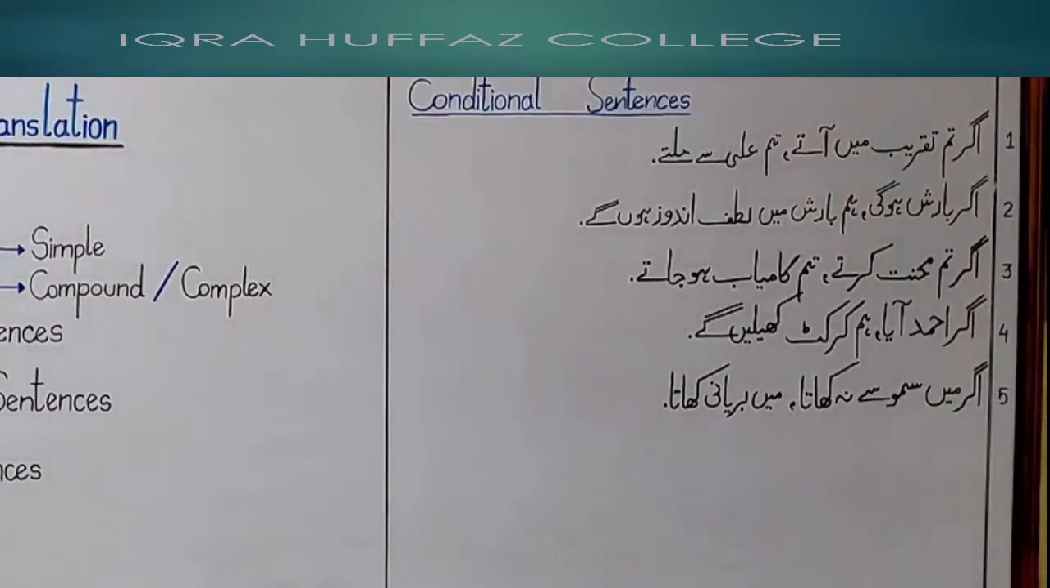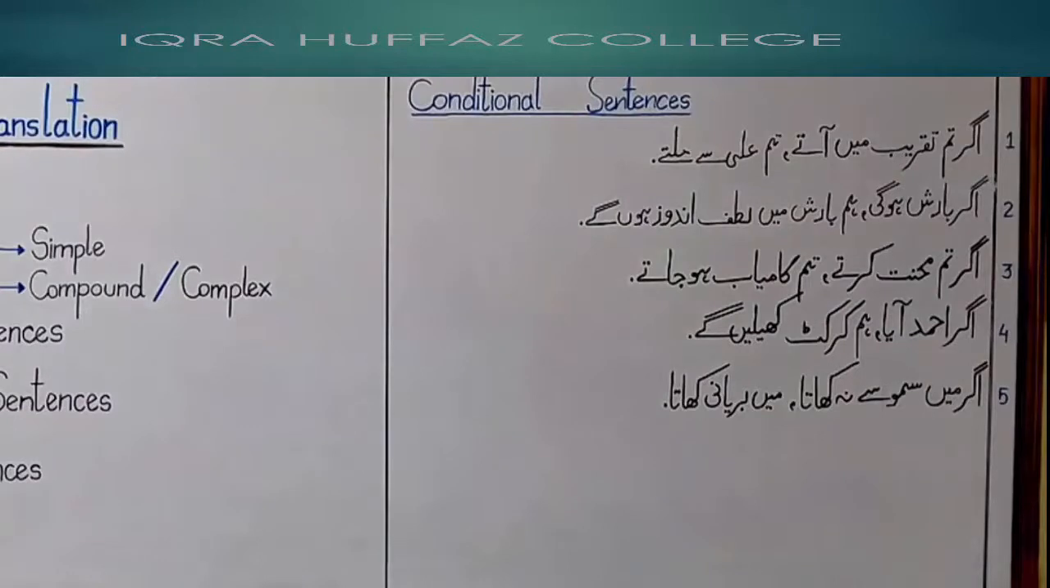Let's see. अगर तुम तकरीब में आते, तुम अली से मिलते. So which type do you think this sentence belongs to? अगर तुम तकरीब में आते, तुम अली से मिलते. Yes, very right. This sentence sounds to be of past, unreal past. It means तुम तकरीब में नहीं आए और अली से भी नहीं मिले. So this is type 3.